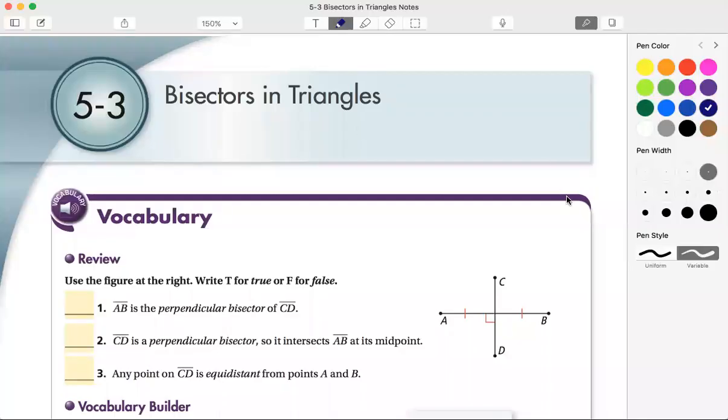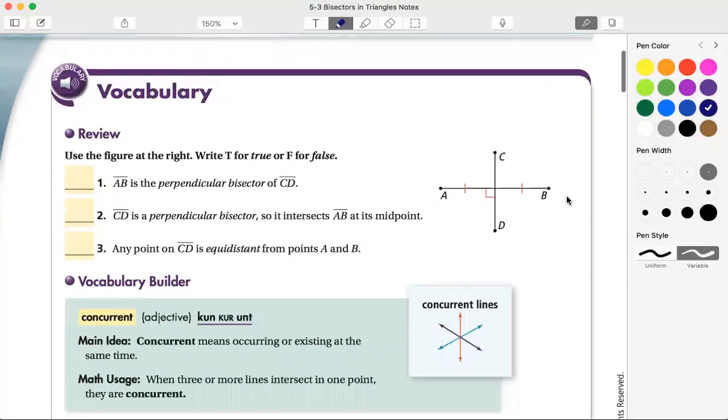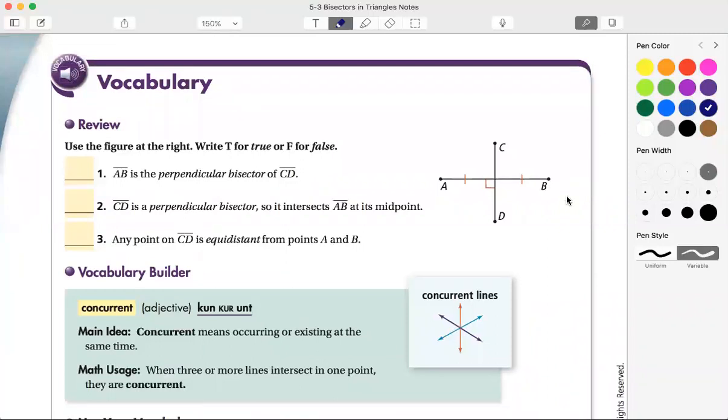All right, 5-3, bisectors of a triangle. So let's start off with some vocabulary. Looking at the figure below, is AB the perpendicular bisector of CD? Well, that is false. Is CD the perpendicular bisector? It intersects AB at its midpoint. That's true. So that means any point on CD is equidistant from A and B.